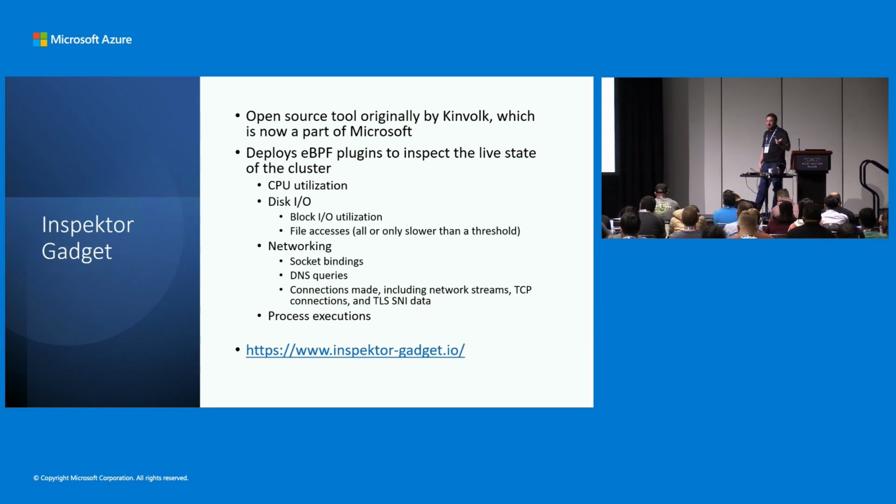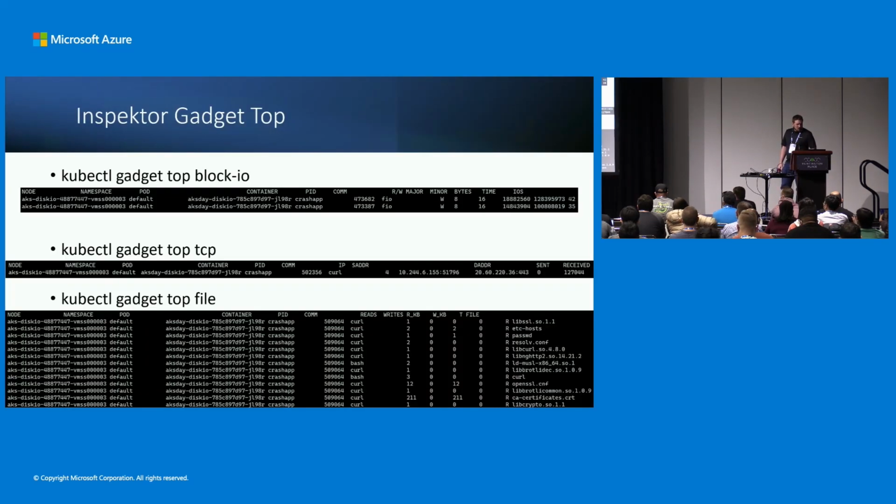It's the same kind of technology that Cilium is using to do incredibly efficient packet filtering and monitoring. Inspector Gadget is using it to do all sorts of live observability on your cluster that you wouldn't normally have, with something that you can temporarily deploy and then undeploy when you're done. So just to give some examples of what you can do.